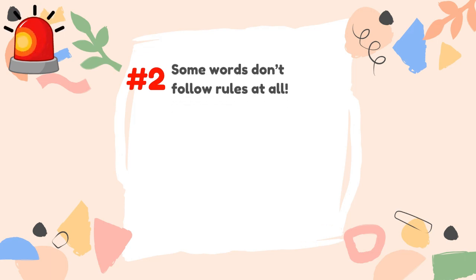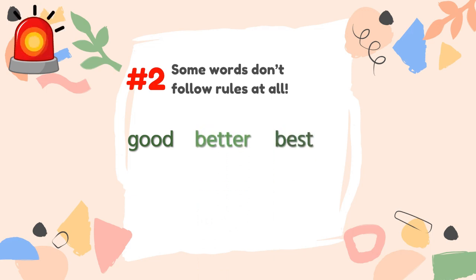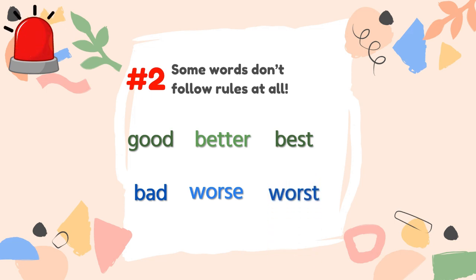The second exception is some words don't follow rules at all. For example, when comparing the adjective good, I don't say good, gooder, or goodest, but I say better and best. When comparing the adjective bad, I don't say bad, badder, baddest. That is wrong. So I would say worse and worst.